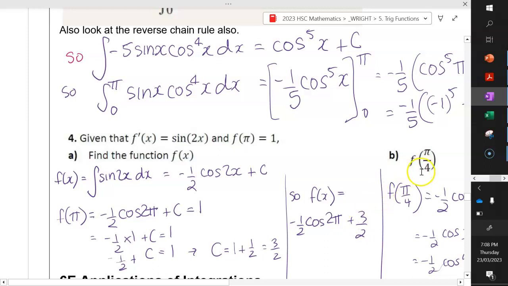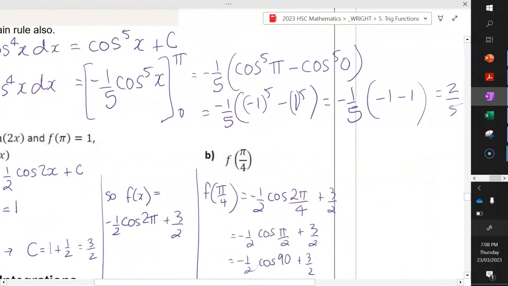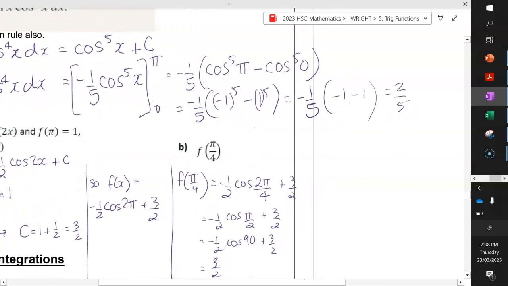Part B wants me to find f of pi over 4, which is 45 degrees. So if we pop that in, we're going to get into this equation here. Minus a half cos of 2 pi on 4 plus 3 over 2. The 2 pi on 4 becomes pi over 2. It cancels down. So we get minus a half cos of 90. I like to work in degrees. Plus 3 over 2. Cos of 90 is 0. So we end up with just 3 over 2.